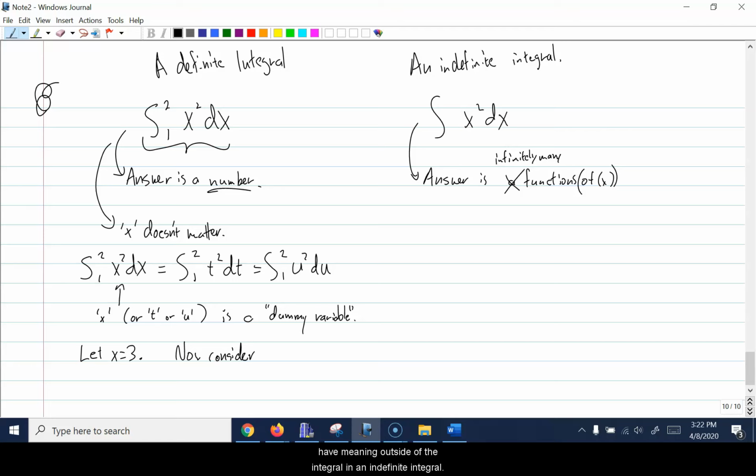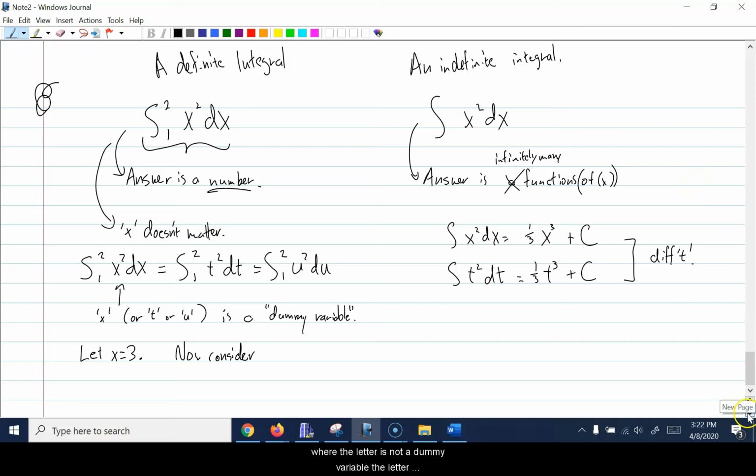In an indefinite integral, the letter x is in the answer. The doing of the integral doesn't care about the letter, but the answer you get is different. The integral of x squared dx is 1/3 x cubed plus a constant, and the integral of t squared dt is 1/3 t cubed plus a constant. And these are different answers. And an indefinite integral is the more normal circumstance where the letter is not a dummy variable. The letter matters to the answer. So that's one small point I wanted to make.